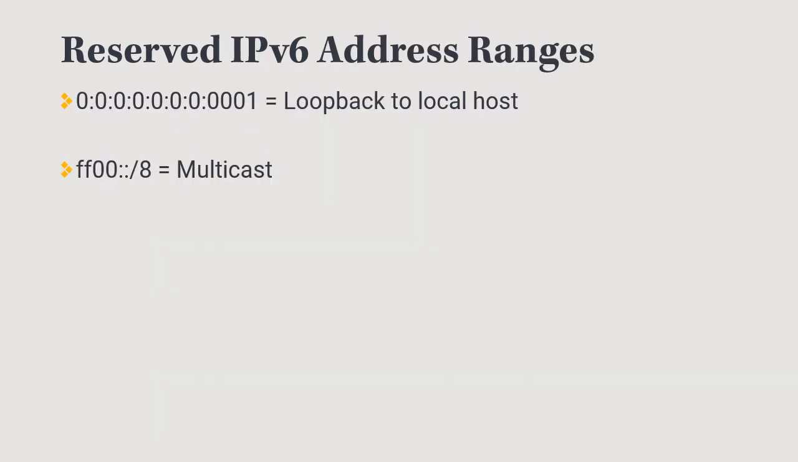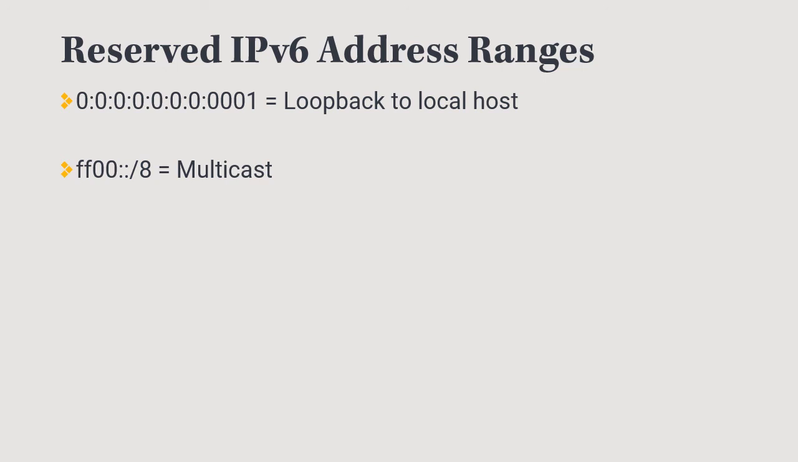The reserved IPv6 address ranges, as I said, we have the loopback to the local host, and that is 0:0:0:0 all the way on. Basically, it's all zeros, and then the very last digit is a 1. That is the loopback IP address in IPv6, and we would use that to test the network interface card on the computer we're at.